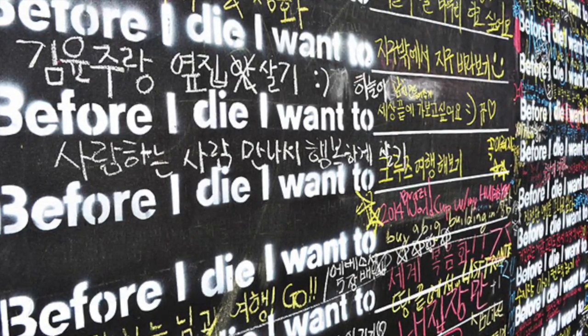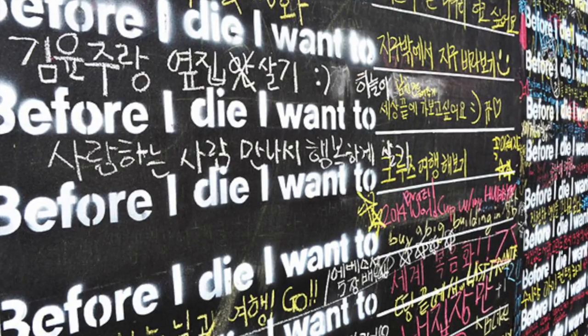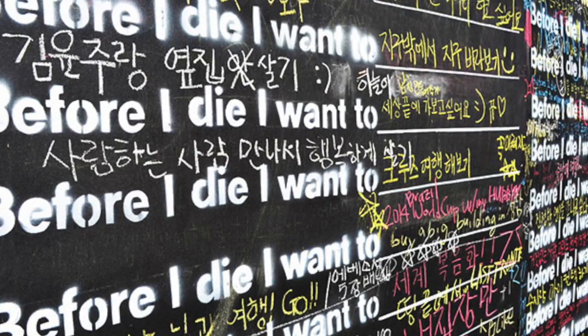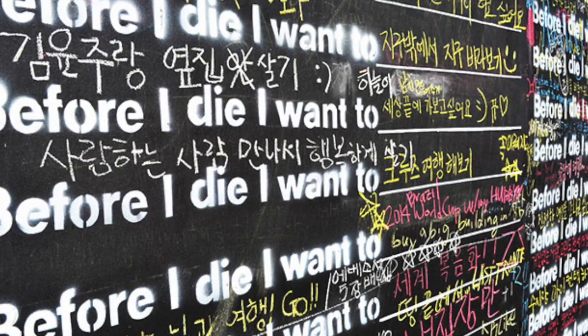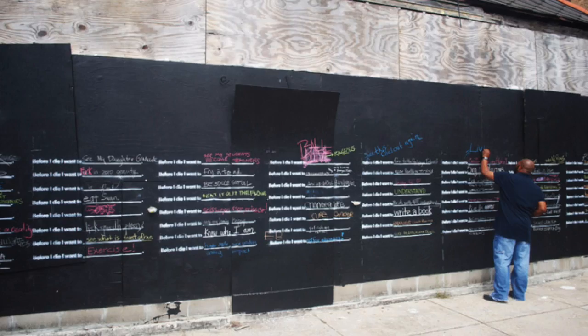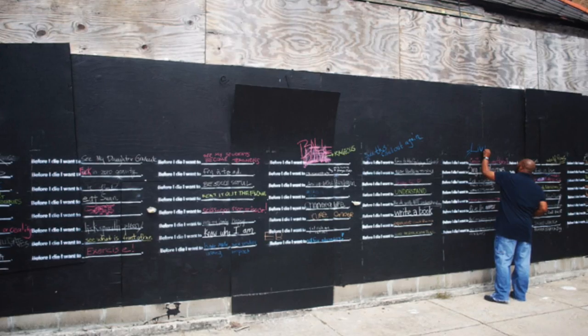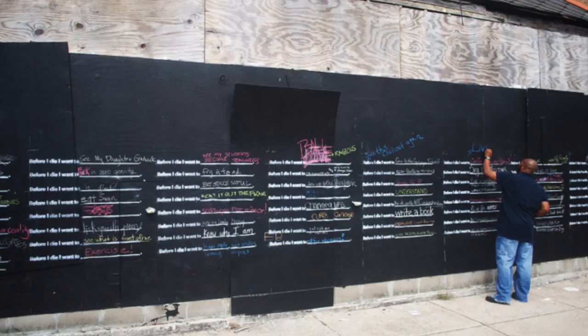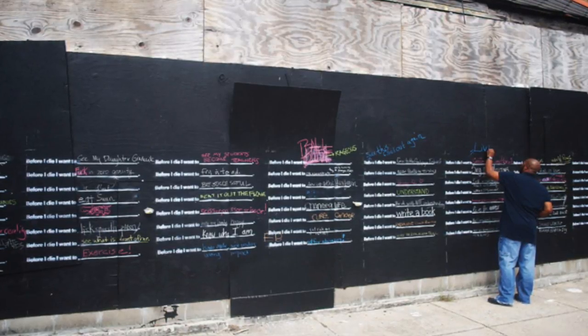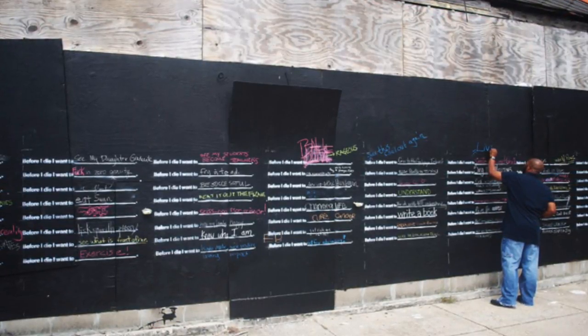There are now over 2,000 Before I Die walls in over 35 languages in over 70 countries, including Kazakhstan, Iraq, Haiti, China, Ukraine, Portugal, Japan, Denmark, Argentina, and South Africa.